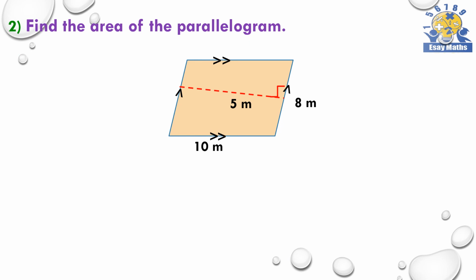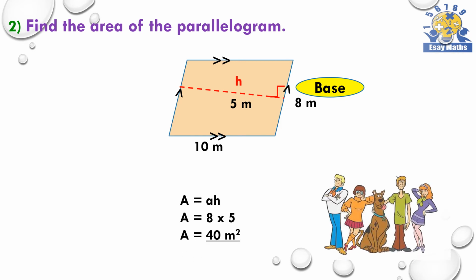Number 2. Find the area of the parallelogram. At first find the perpendicular height and the base. Perpendicular height is 5 meters and the base is 8 meters. Now we can substitute the values to the formula A equals AH. So 8 is multiplied by 5. 8 into 5, 40. And the question was find the area. So the unit should be squared meters. So the final answer is A equals 40 squared meters.